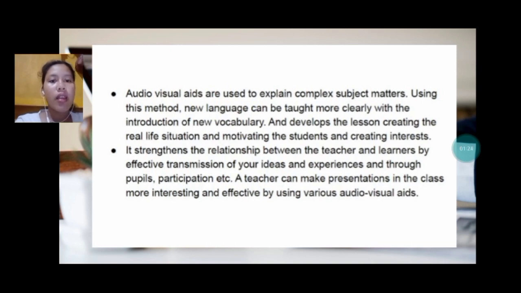The sixth is it strengthens the relationship between the teacher and the learners by effective transmission of your ideas and experiences, and through pupils' participation, and so on. A teacher can make presentations in the class more interesting and effective by using various audio-visual aids.